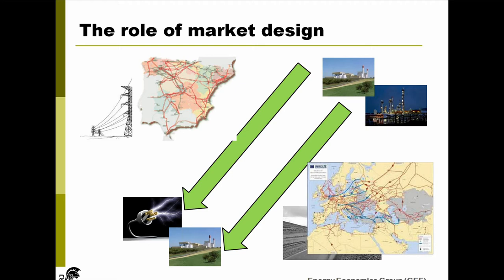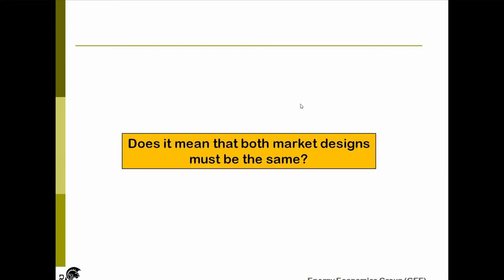Networks imply that we are taking decisions outside markets, and these decisions are essentially made up of simplifications of the power and gas systems in order to facilitate trading arrangements. The next question probably then is whether this simplification requires to be the same in both networks. Put it differently, does it mean that both market designs must be the same?